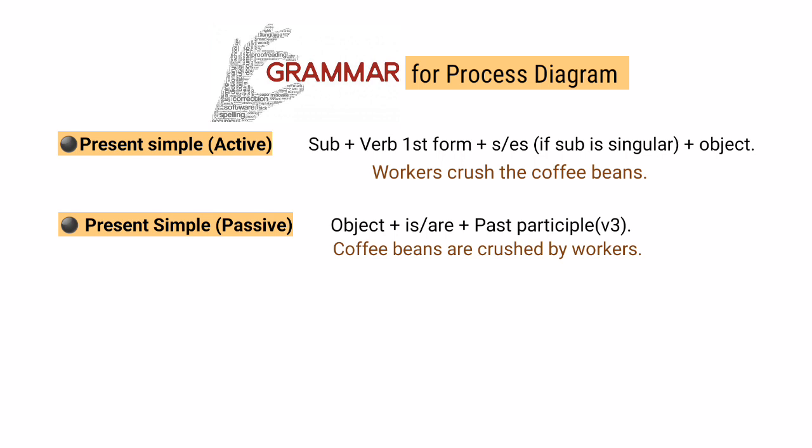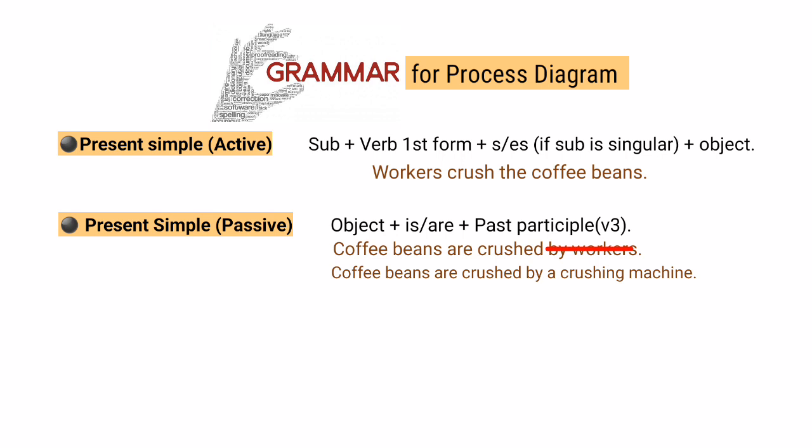Here coffee beans have been put in the beginning and then are is used, followed by the third form crushed, and then the doer is placed at the end. If you feel that your process is more important than the doer and that the doer is a person, then remove it from the sentence. But if the doer is any device or equipment, then mention it in your sentence. For example, coffee beans are crushed by a crushing machine. Got it? Here crushing machine is a device, so we can include it in our sentence.